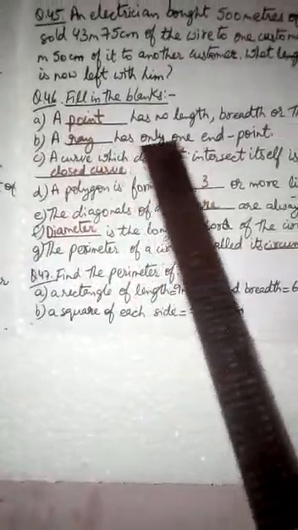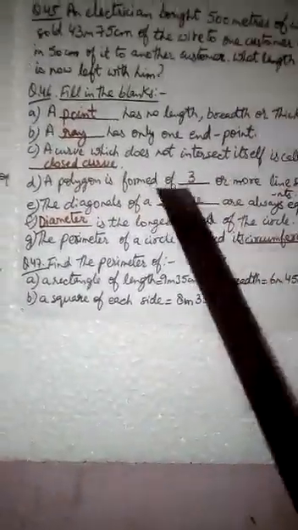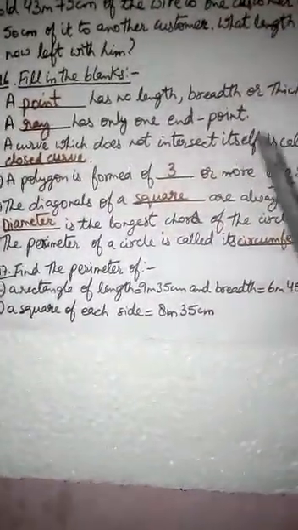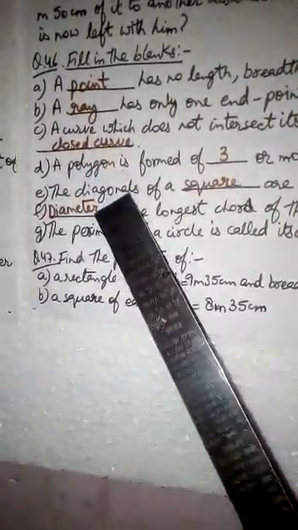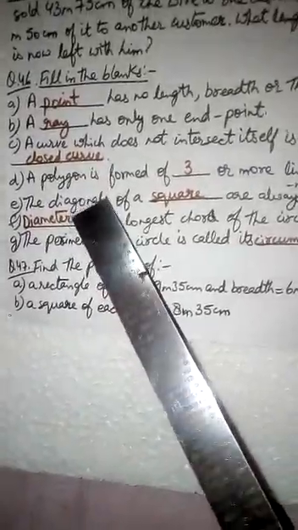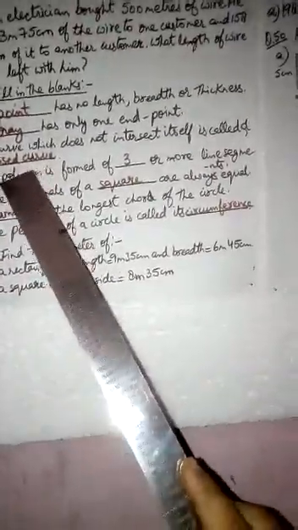Second, a ray has only one end point. Because it is started and then it can be extended in the direction of the arrow. The point from where it starts is called its end point. So a ray has only one end point. Third, a curve which does not intersect itself is called a closed curve. Fourth, a polygon is formed of 3 or more line segments.